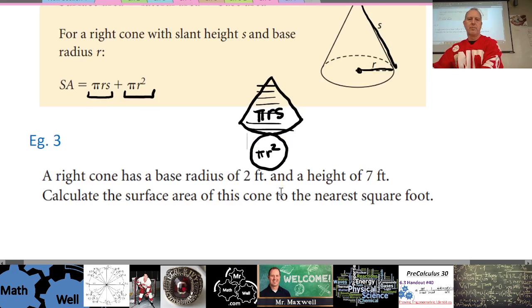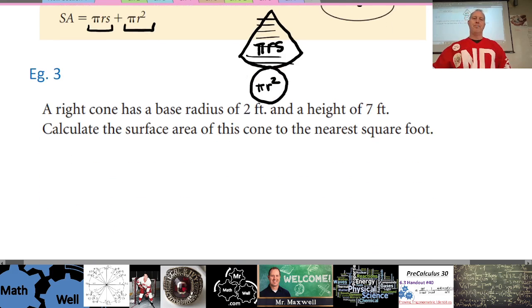Okay. Let's do example 3 here. A right cone has a base radius. And if you like to draw, this is how you draw cones. Do like half a circle, then pick a point above the middle and draw a straight line to each edge.